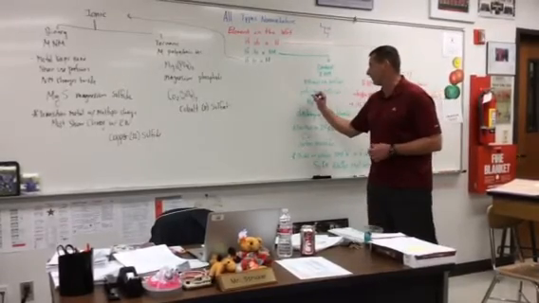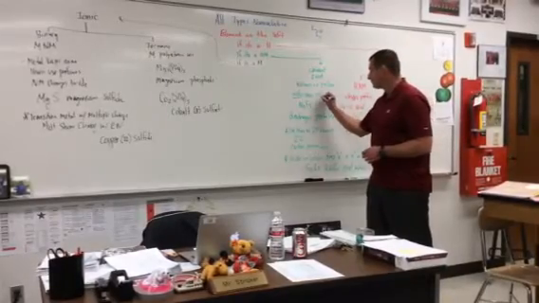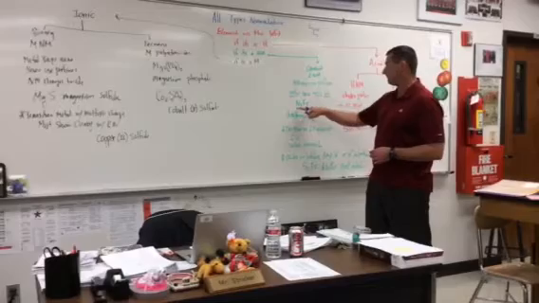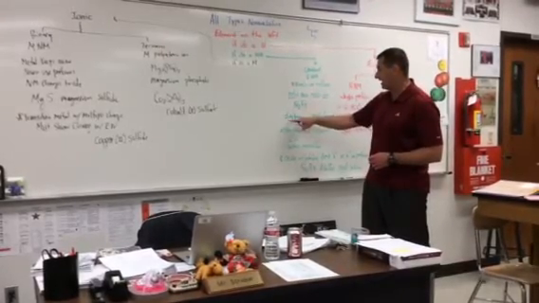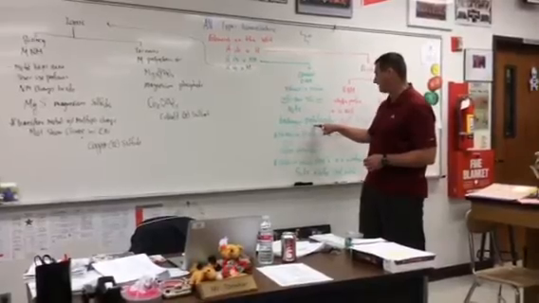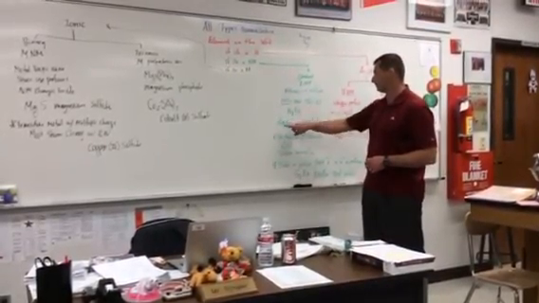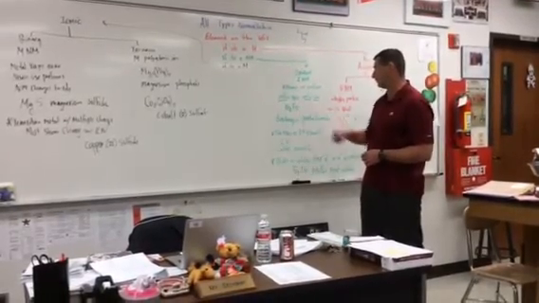All right, so your formula that you're going to follow is prefix, full name of the element, prefix, name of the element, change to IDE. So if I have N2F5, that is going to become dinitrogen pentafluoride. All right, so it's di for 2, so 2 nitrogens, dinitrogen, pentafluoride is 5 fluorines.